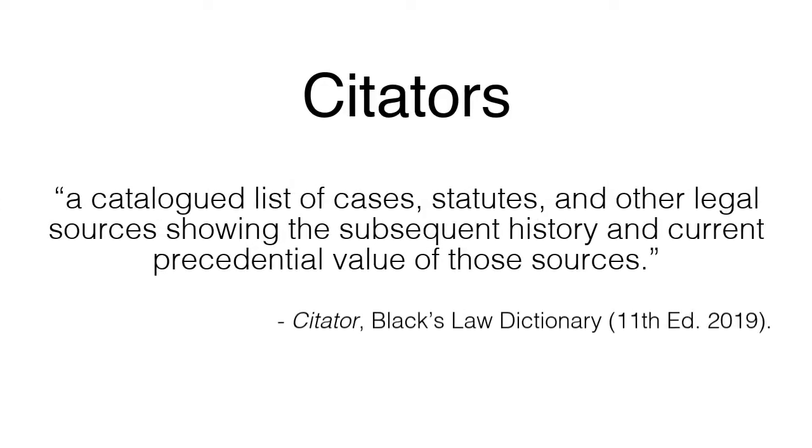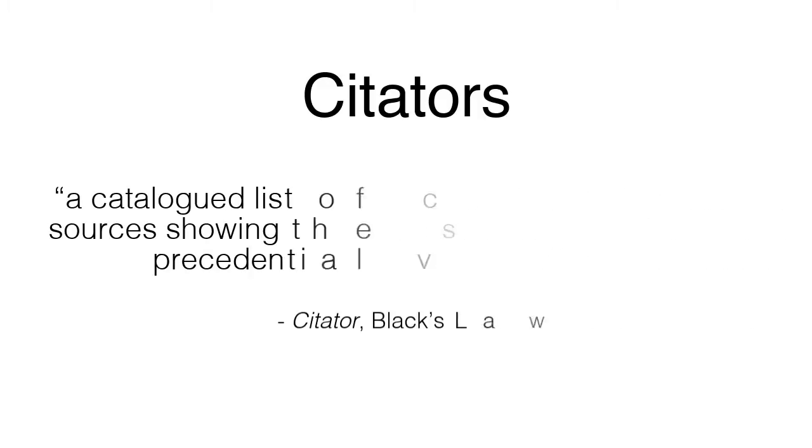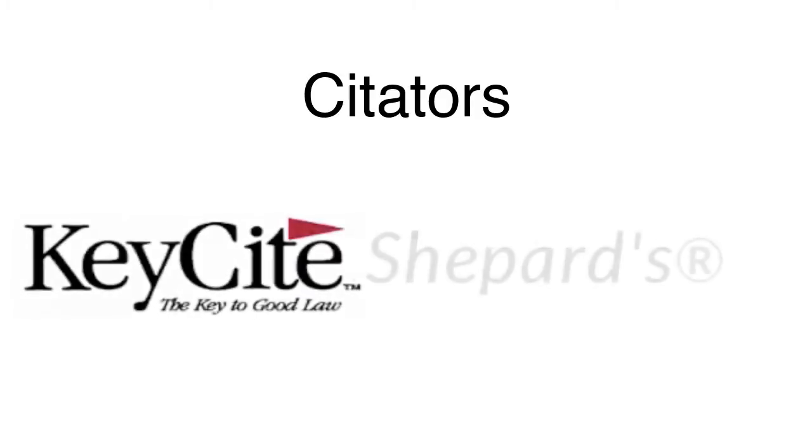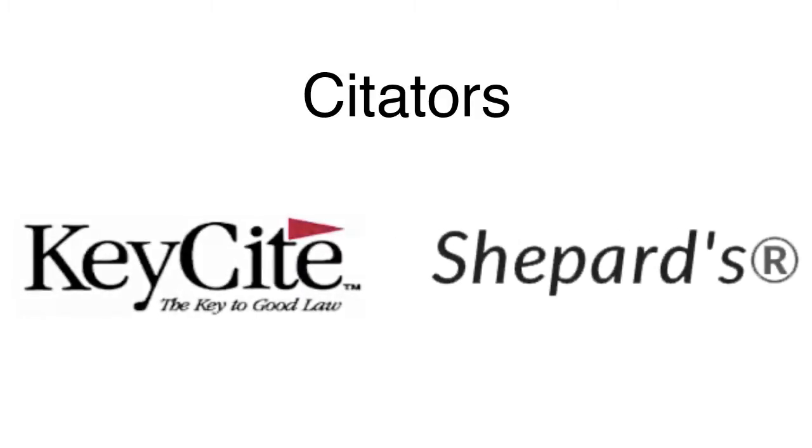A citator is a catalog list of cases, statutes, and other legal sources showing the subsequent history and current precedential value of those sources. Citators allow researchers to verify the authority of a case and to find additional sources relating to a given subject. There are two main citators, KeyCite on Westlaw and Shepard's on Lexis. Bloomberg also has a citator called BCite, but we won't cover that much today.